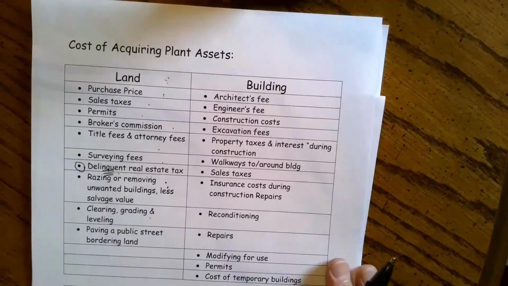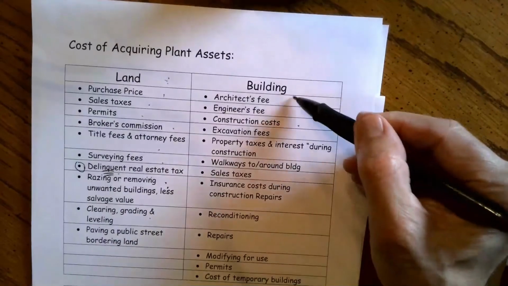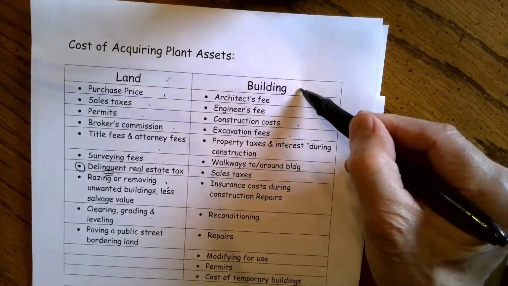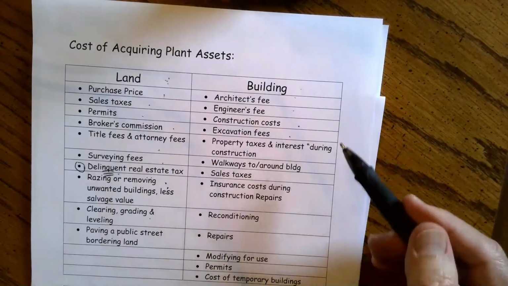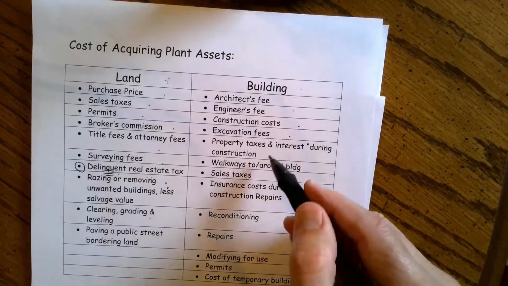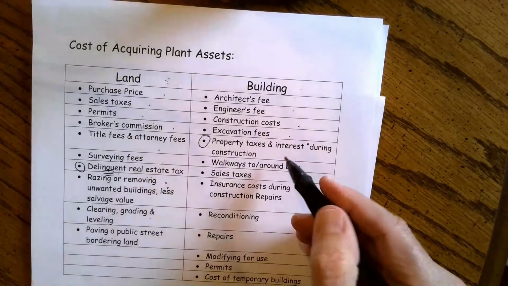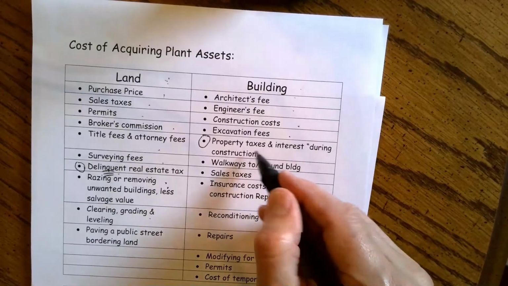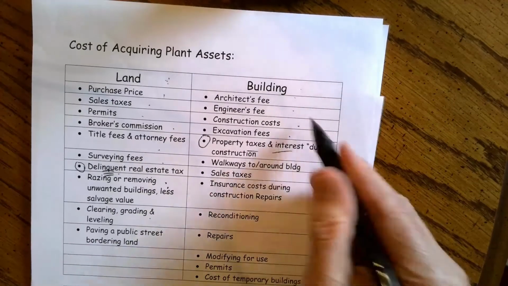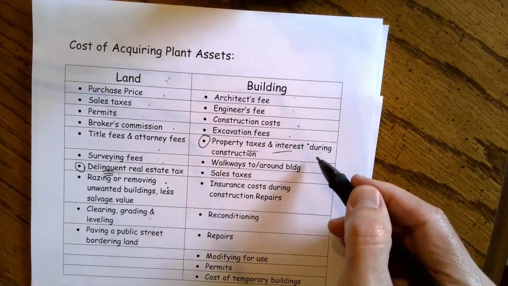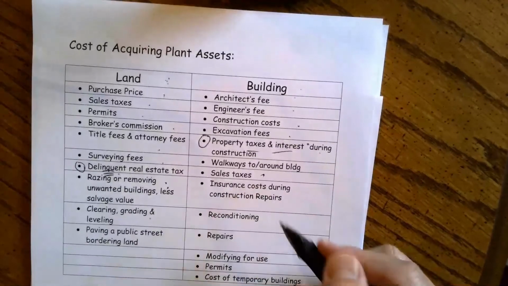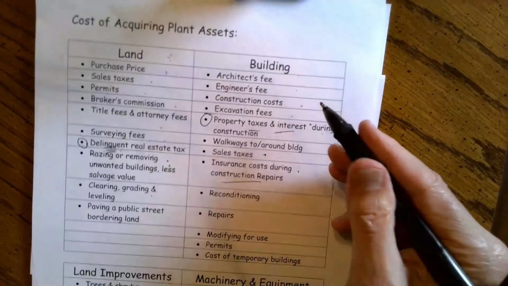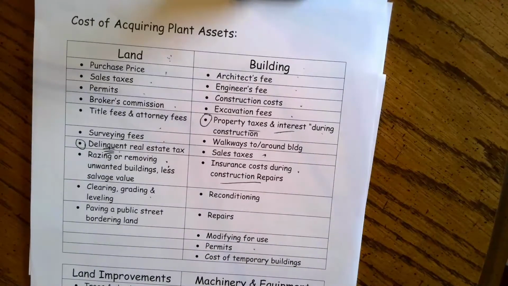Buildings: basic construction costs, and the architectural fees, engineering fees, excavation fees are all capitalized as part of the building cost. If it's constructed by a company in a long-term project, interest and taxes during the construction period are capitalized. Beyond the construction period, they're expensed. Any sales taxes and insurance during the construction period would be capitalized. Any permits would also be capitalized.